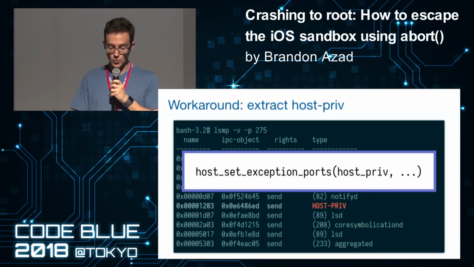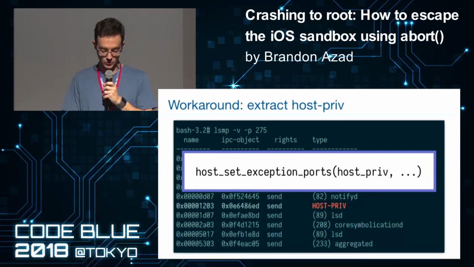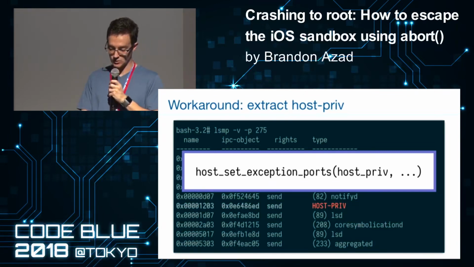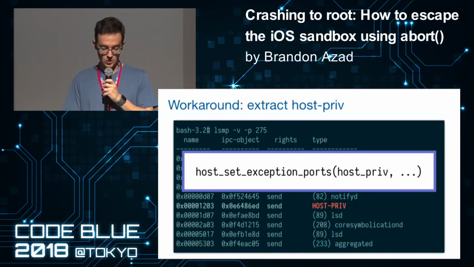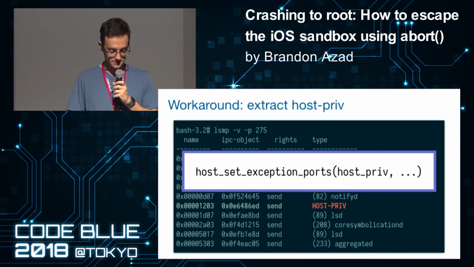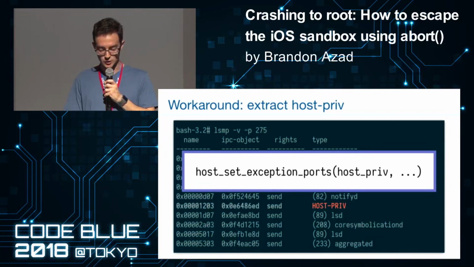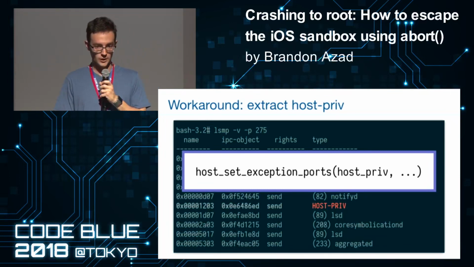So, even though we can't execute code, we can use report crash's task port to steal the host priv port, which will give us access to system calls like host set exception ports. And actually, if you think about it, host set exception ports gives us a new way forward to set a new recoverable host level exception handler and then run the exploit again.